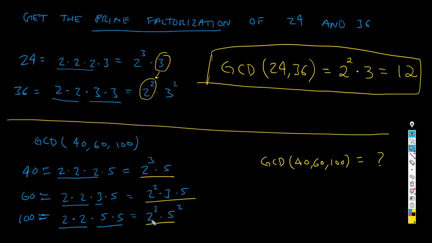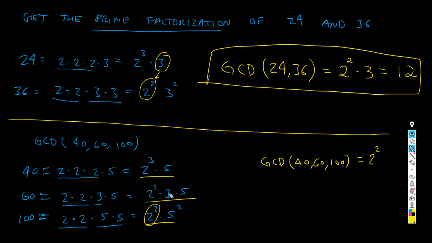Which one has the least exponent? This one, 2 to the 2, or this one, right? It's the same. It doesn't matter which one you pick. 2 to the 2, choose it, and paste it here. 2 to the 2. Okay, now I see here the number 3.